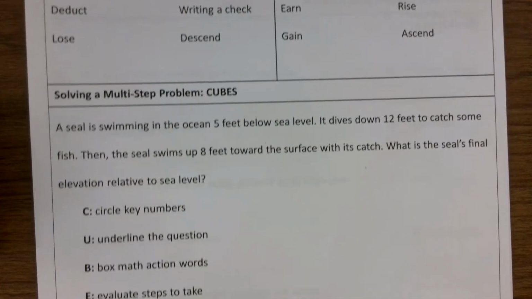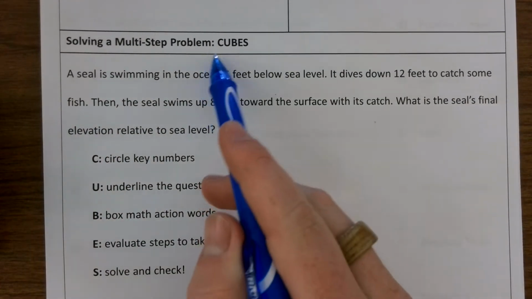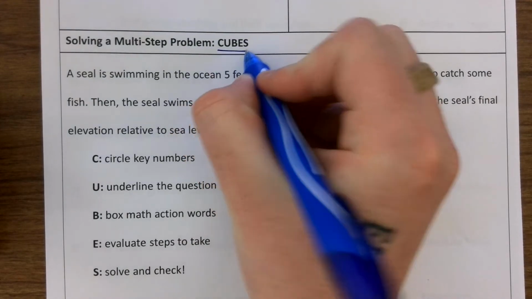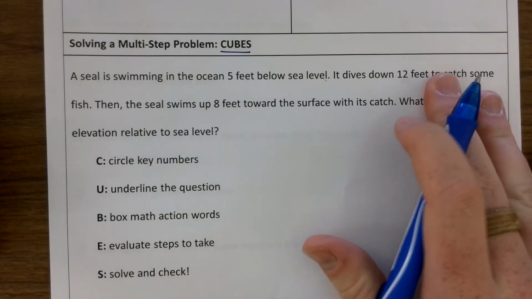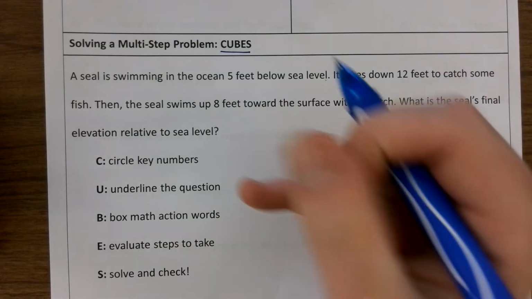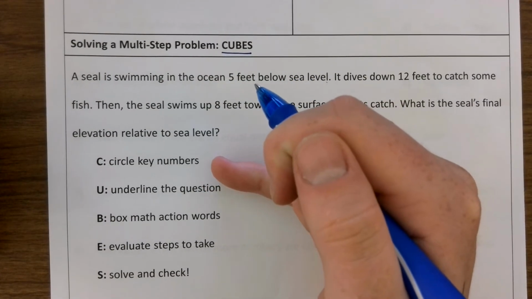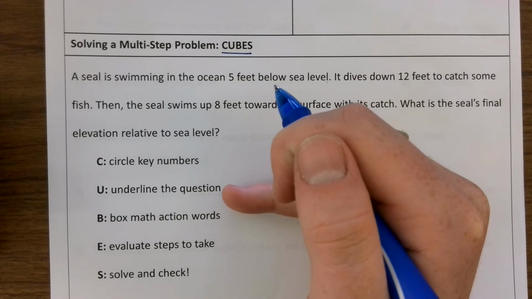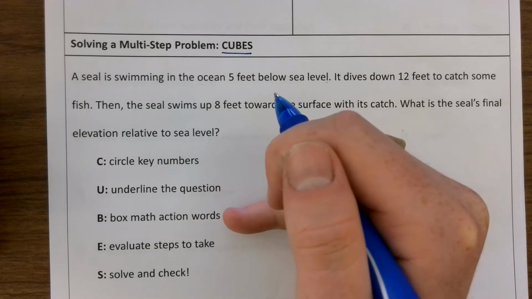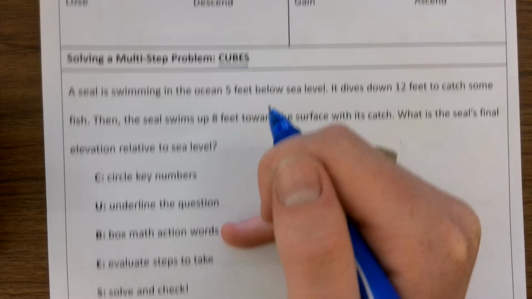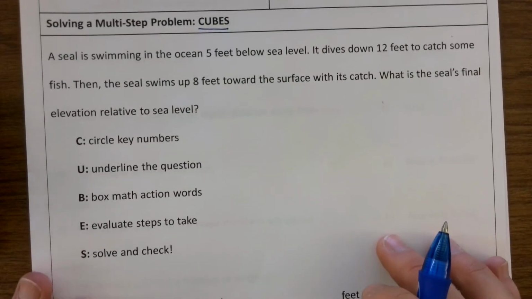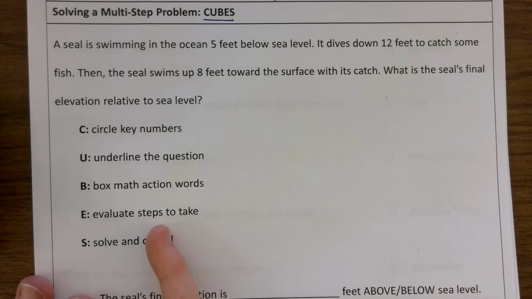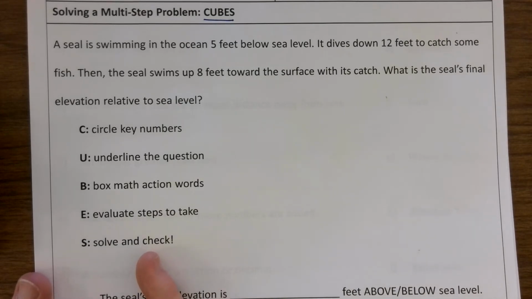All right, when we are looking at a multi-step problem, we're going to use the CUBES method to help us solve it. So before we read through the problem, here's the steps we're going to go through. We're going to circle key numbers, underline the question. We're going to box math action words, which are these guys up here. And we're going to evaluate what steps we need to take, and then we're going to solve, and we're going to check our answer and make sure it makes sense.